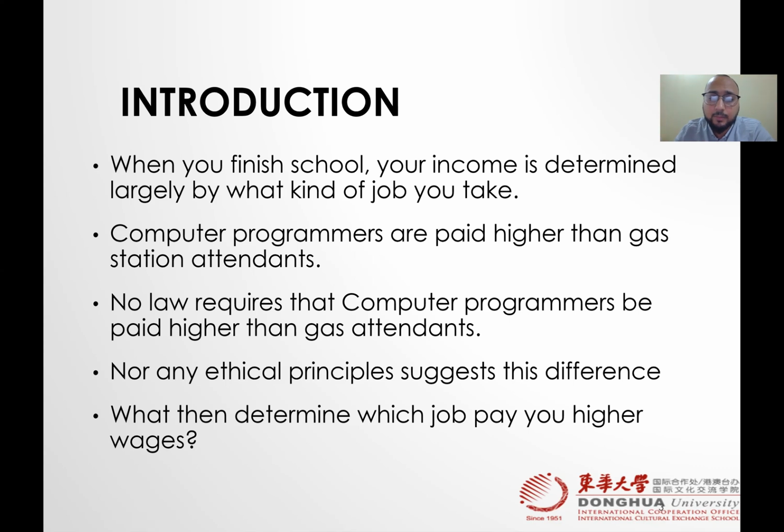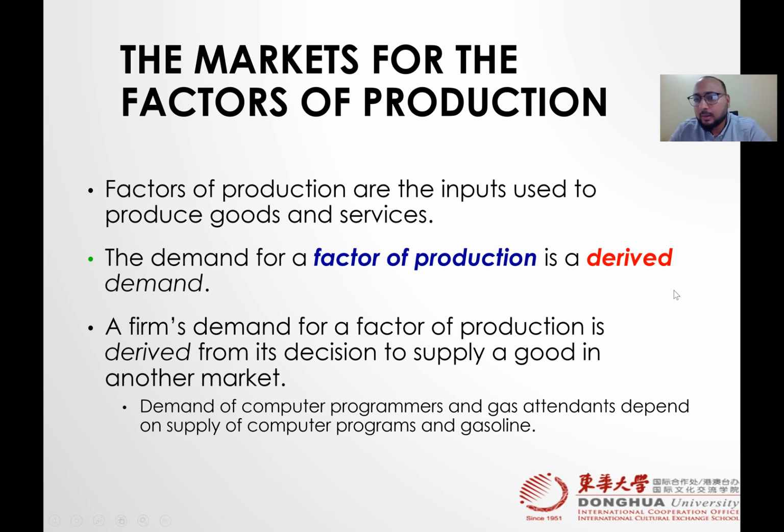So today's agenda is that we will find out what the market for factors of production is, and what then determines which job pays you higher wages. So remember, the market for factors of production. What are the factors of production? All the things that are used to make final goods that are consumed by the final consumer. Everything before that is included as a factor of production. The factors of production are the inputs used to produce goods and services. And which goods and services? The final goods and services that are ready to be consumed, not ready to be transformed, meaning you still need to process them. No, when you have processed it and it's ready to sell, right?